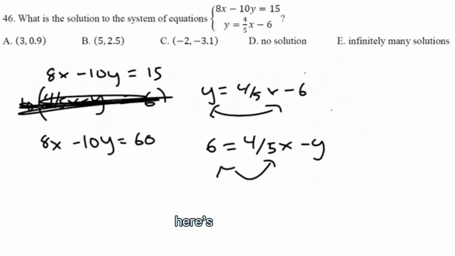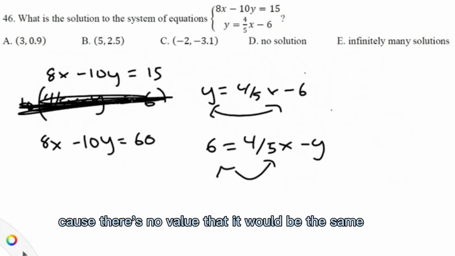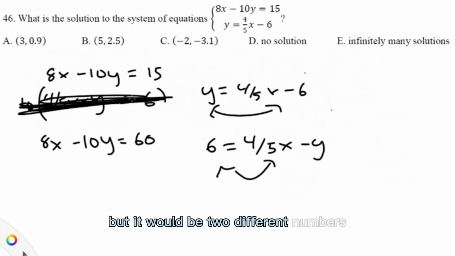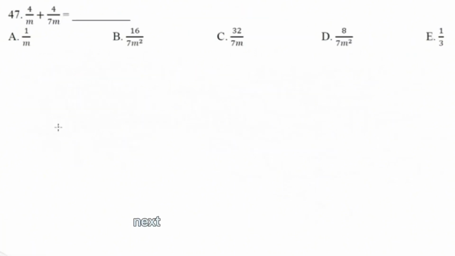Alright, now here's a problem. We have the same equation, 8x minus 10y, but it's equal to two different numbers, which shouldn't be possible because there's no value that would be the same thing but two different numbers. Same equation, but two different numbers, not possible, meaning there is no solution possible for this to work. And that's your answer.